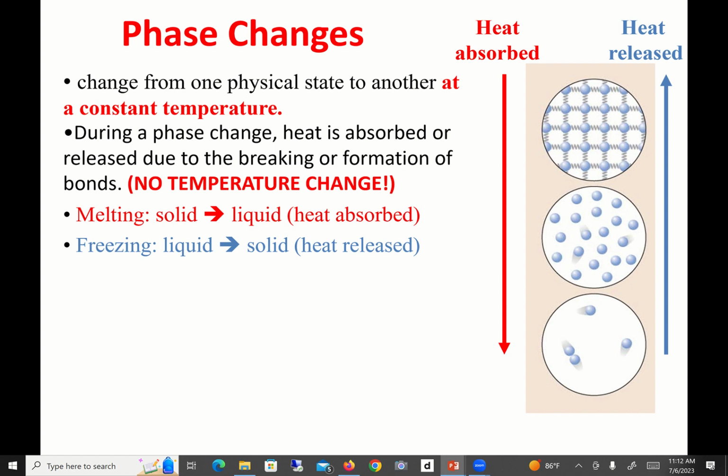If I go the other way, that's called freezing, where I go from a liquid to a solid. And what happens then is that heat is released as the bonds are formed. And so your room will actually heat up a little bit.